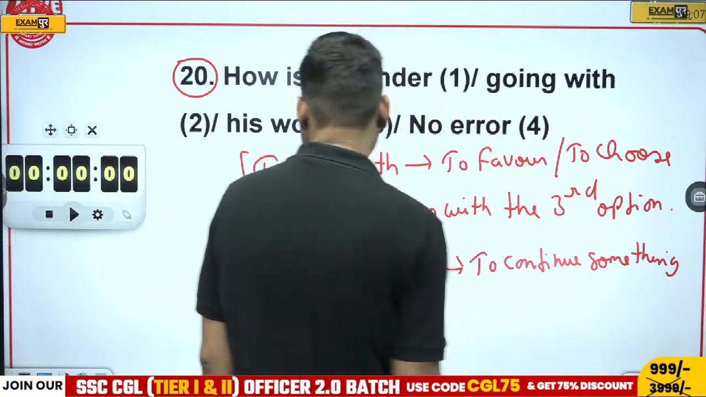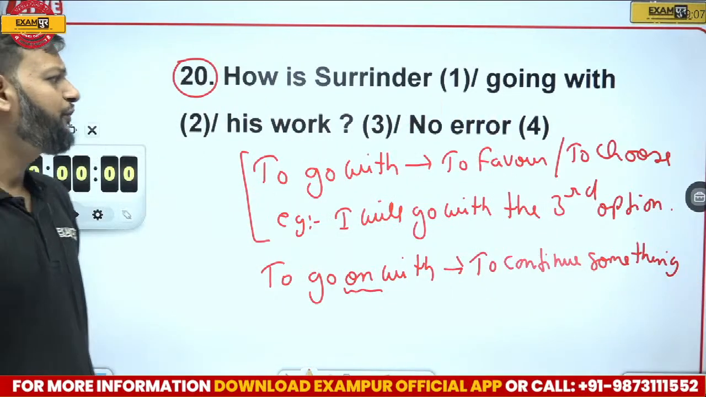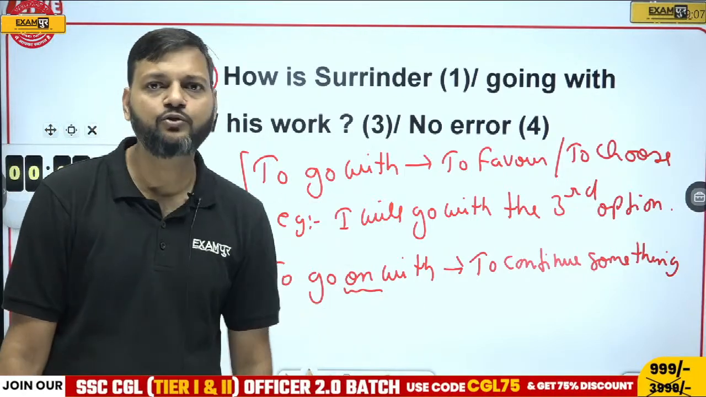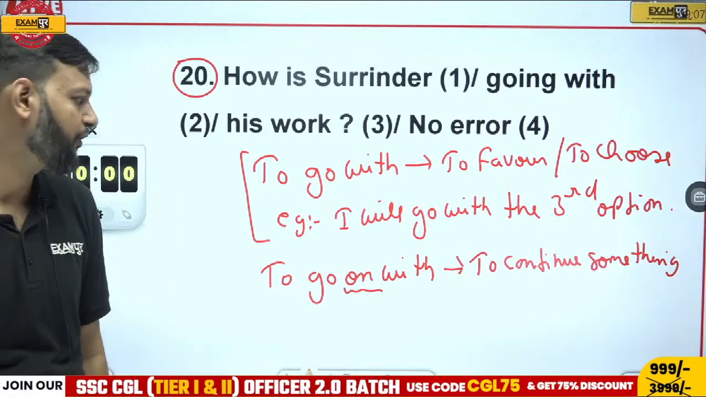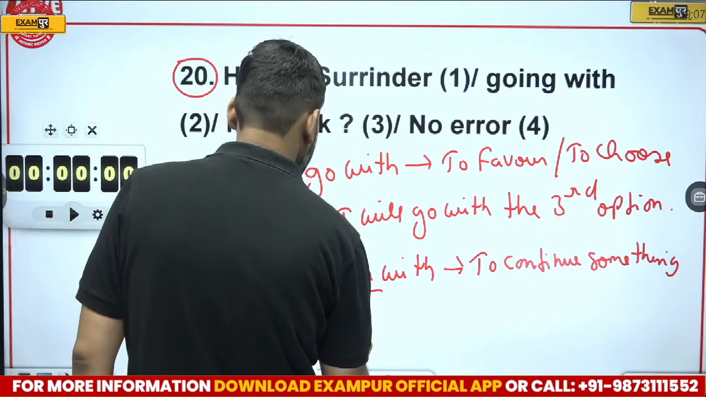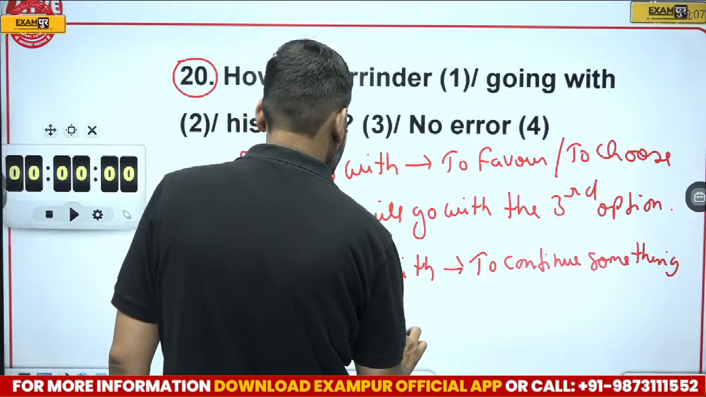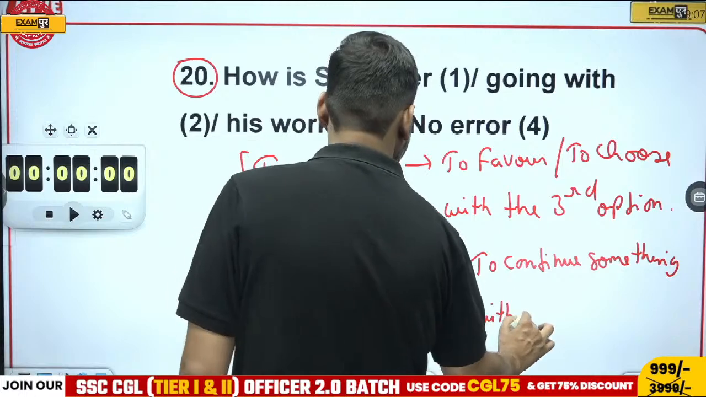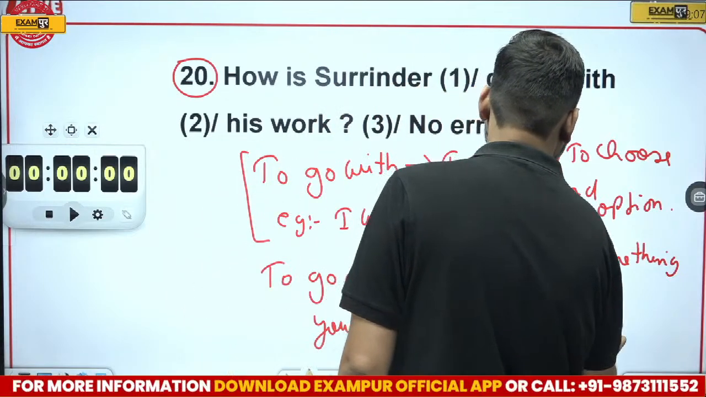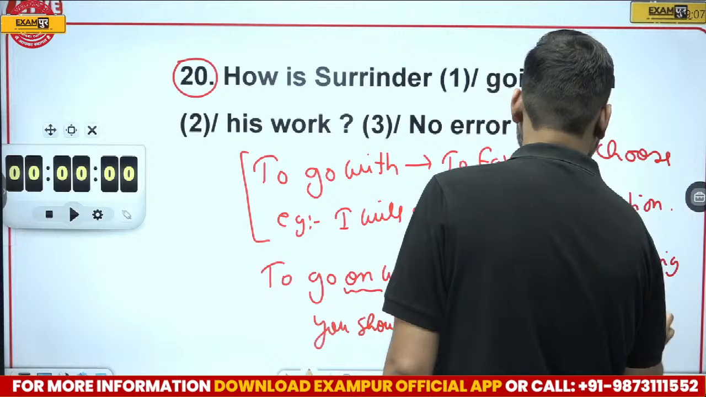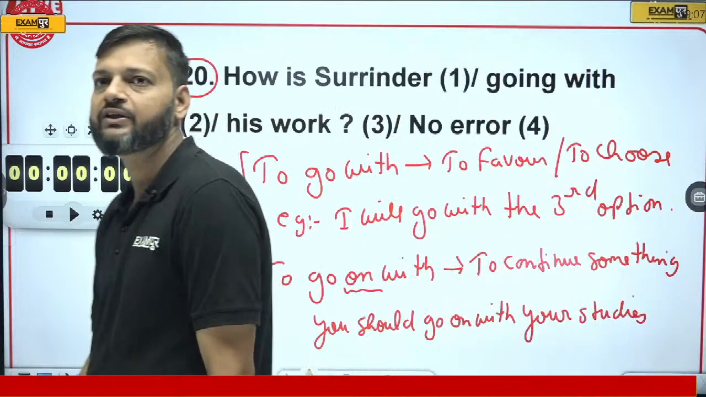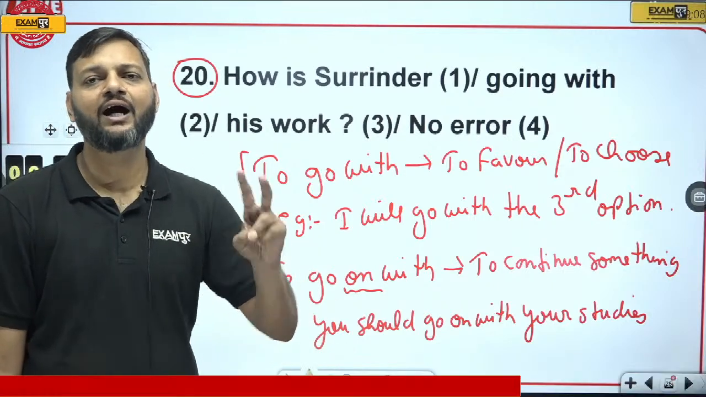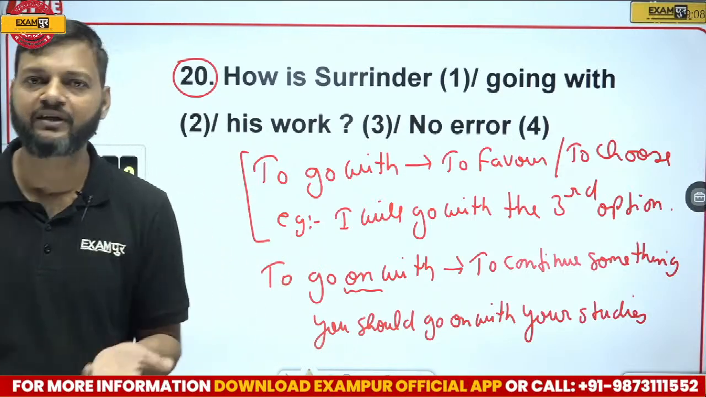To go with means to favor or to choose something, and to go on with means to continue something. For example, you should go on with your studies. So go with and go on with are two different phrasal verbs which have different meanings.